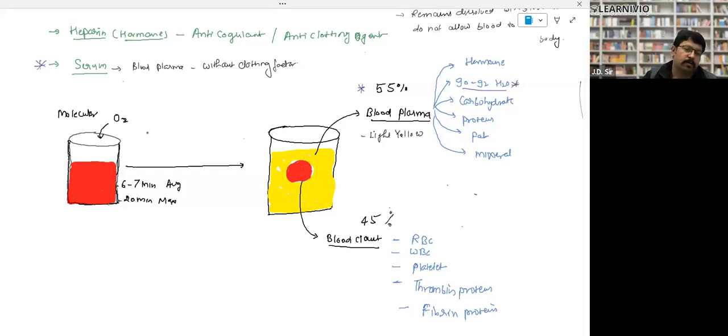Look, let's say there is a tumbler or a jar which we fill with blood. This blood belongs to a normal human. This will directly come in contact with the oxygen, and in 6 to 7 minutes on average in a human being, maximum 20 minutes, the blood will clot. What is the process of clotting? How does clot formation take place?